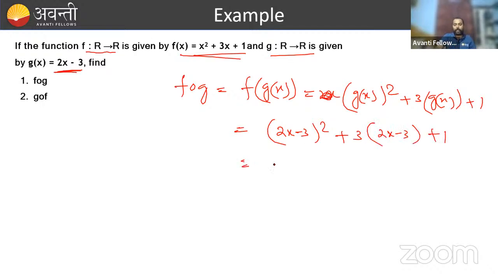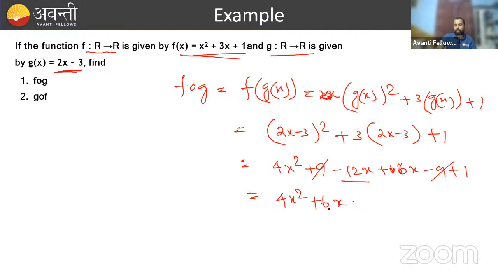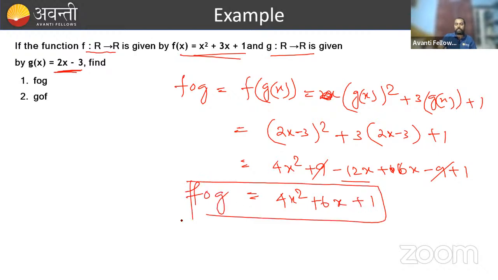So if we simplify it, what you will get? 4x square plus 9 minus 12x plus 6x minus 9 plus 1. So the 9 and minus 9 will cancel out. 4x square minus 12x plus 6x, that is minus 6x, plus 1. So f of g of x becomes 4x square minus 6x plus 1. Similarly, you can find gof also.